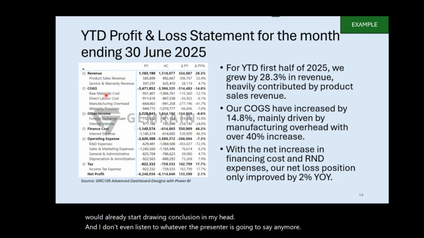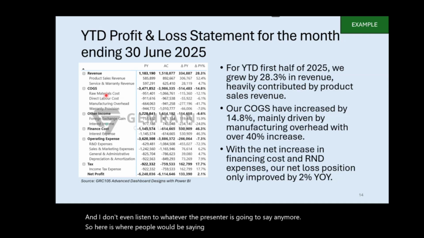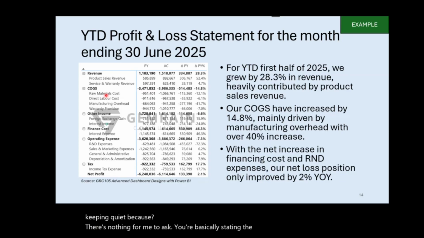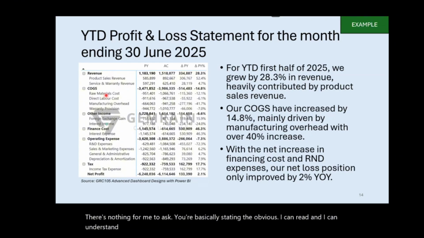So here is where people would be saying, do you have any questions? Or normally people keep quiet, because there's nothing for me to ask. You're basically stating the obvious. I can read and I can understand the P&L. I don't need to ask questions anymore.